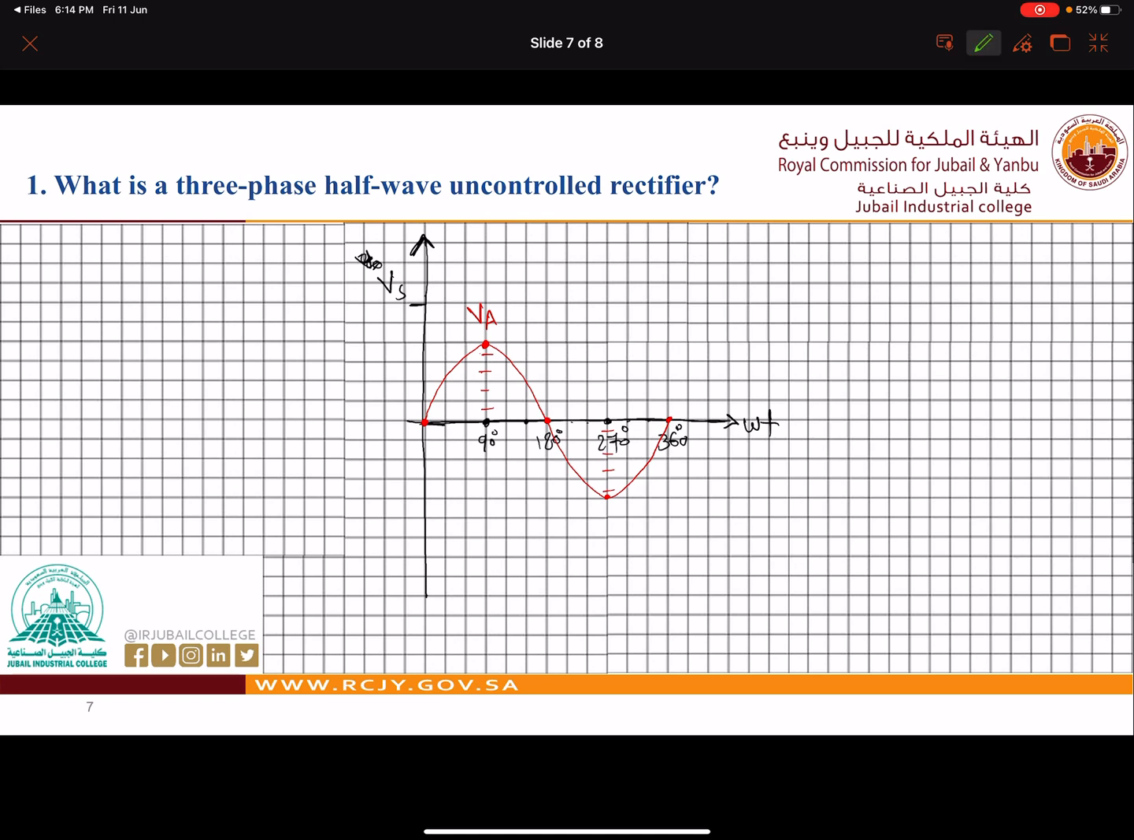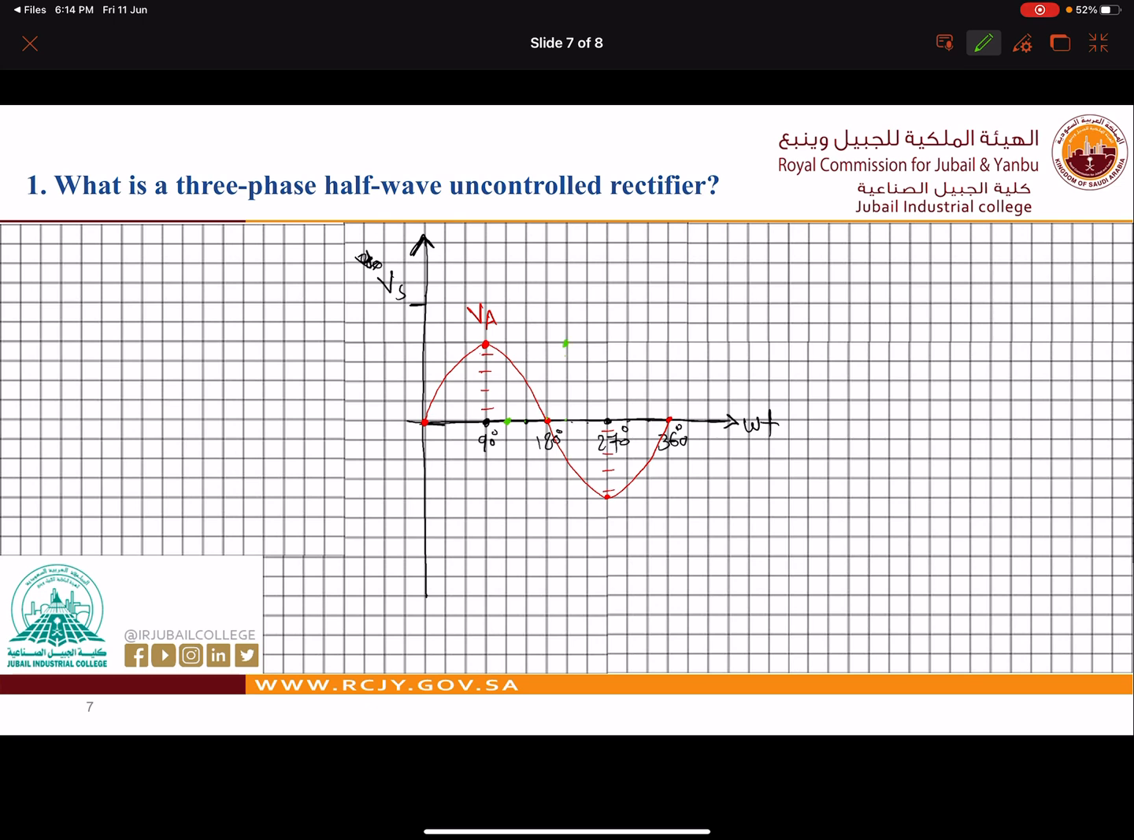Okay. Now we know that phase B will start from 120 degree, right? So this is 120 degree. Its peak is 0. It will start from 120 degree. Okay. Then we can go for 3 boxes, right? Remember, this is 1, 2, 3. So its peak is here.